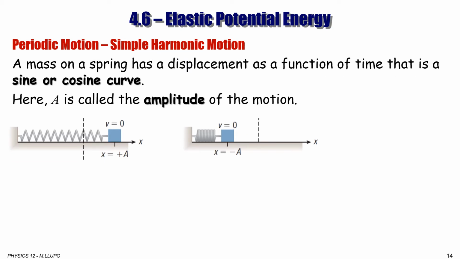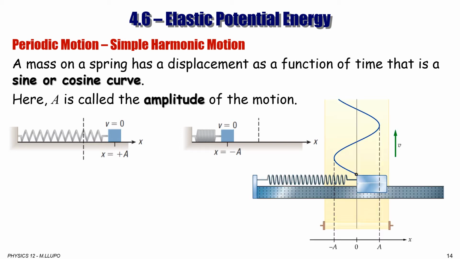In this motion, a mass on a spring has a displacement as a function of time that is a sine or cosine curve. Here, A is called the amplitude of motion. So if we draw the motion of that block in time, you're going to see that the block moves back and forth as a sine or cosine curve.